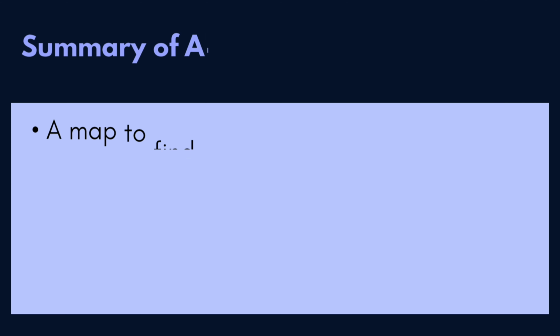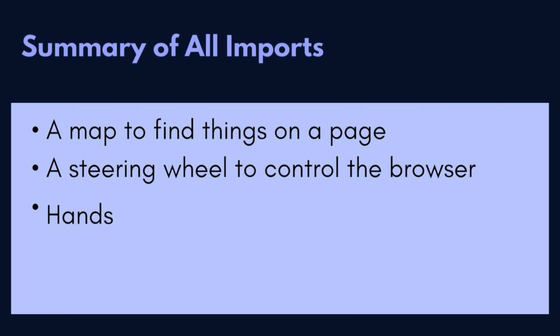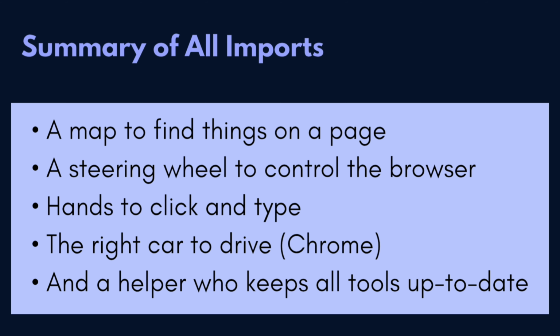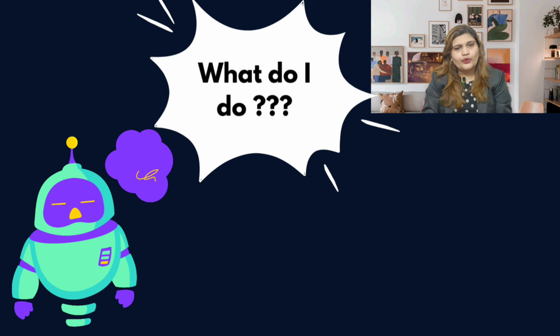Here's the summary of all imports. These import lines are like giving the robot a toolbox with exactly the right tools. A map to find things on a page, a steering wheel to control the browser, hands to click and type, the right car to drive, here it's Chrome, and a helper who keeps all the tools up to date. Without these tools, the robot would just sit there confused like, what do I do?